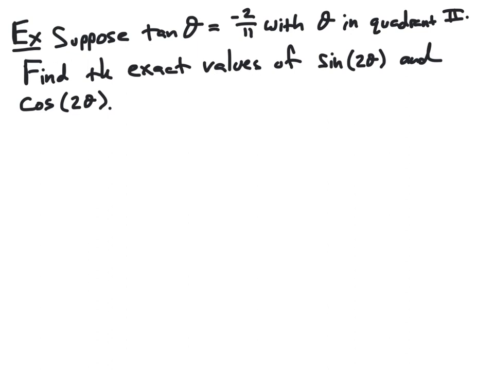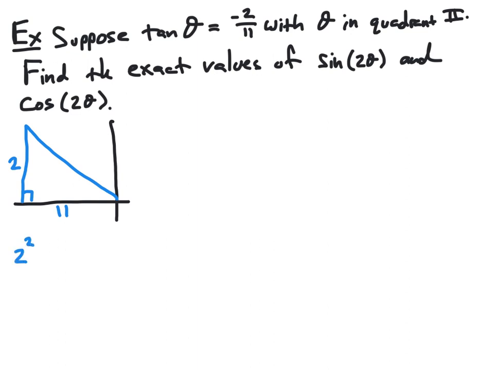So here we're given an angle in quadrant 2, and we're given the tangent of that angle. And so that allows us to draw a right triangle in quadrant 2 and identify 2 of its sides. Tangent is opposite over adjacent, so the opposite side can be 2 and the adjacent side 11. So we obtain a triangle like this. We can then find the third side of this triangle by the standard procedure of using the Pythagorean theorem.